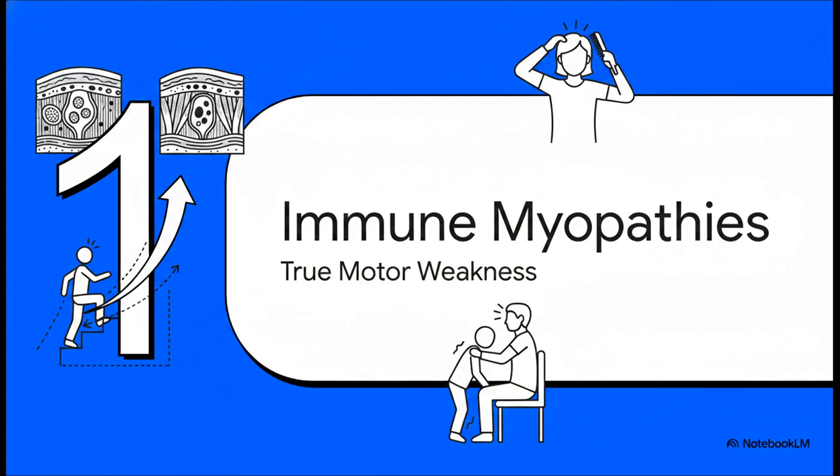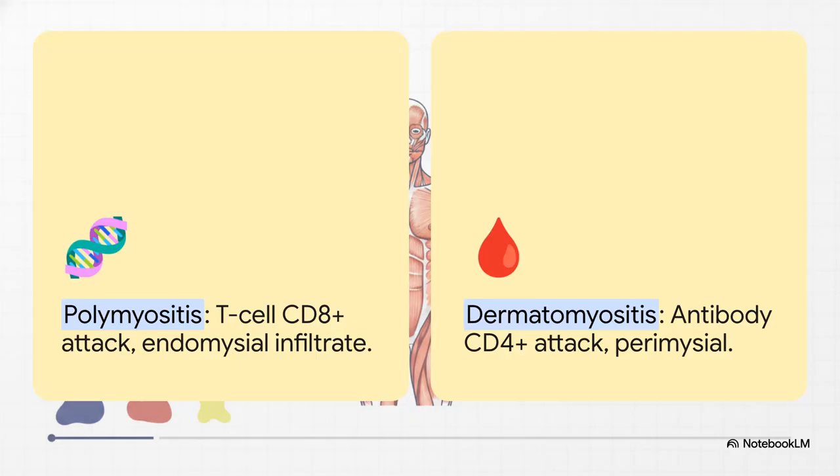Section 1. True immunological myopathies. Let's break down the exact cellular mechanics because the boards love testing this difference. Polymyositis. Think of it as an inside job. It's a T-cell-driven, CD8-positive cytotoxic attack causing endomysial lymphocytic infiltration. Dermomyositis, on the other hand, is an antibody and complement-driven CD4-positive helper T-cell-mediated attack, and it targets the perimysium, leading to perimysial inflammation and perifascicular atrophy.